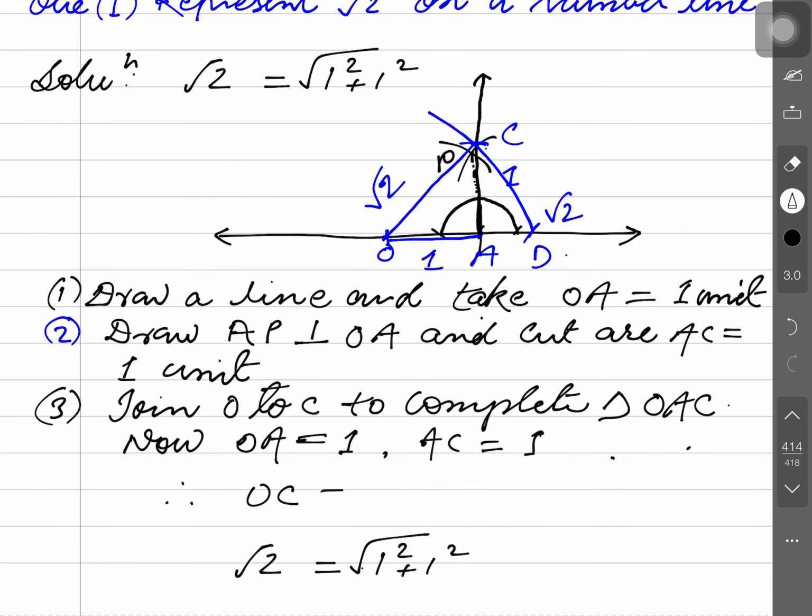Then what is the name of that? OC is equal to under root OA square plus AC square. Tell me why this is. You have to think by yourself, by Pythagoras right now. So root 2 is there.